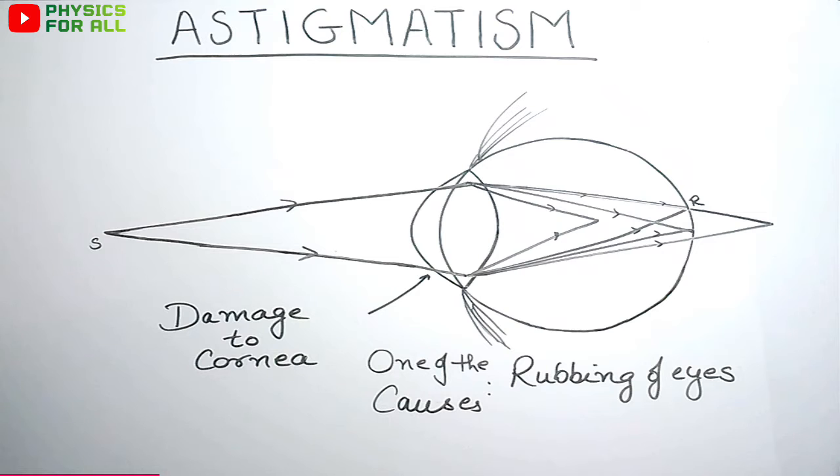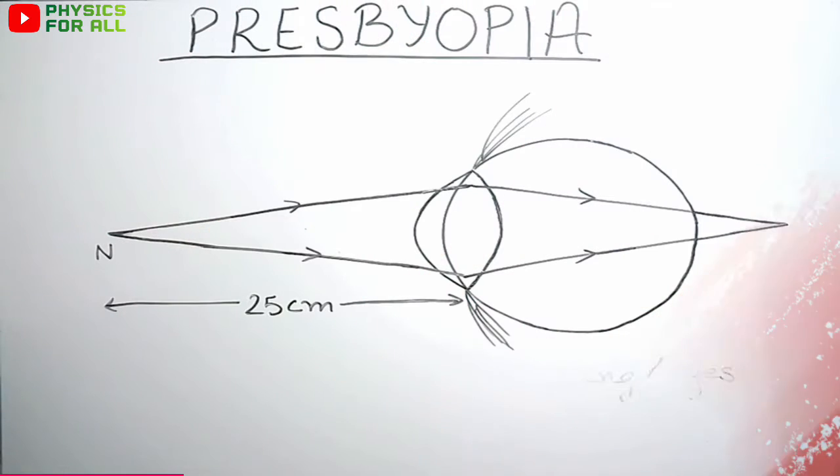And the cornea is the first thing which light rays coming from the outside world face. So if the cornea gets damaged, it would lead to multiple refractions, and then multiple focusing of light rays. So this one is astigmatism, one of the eye defects. The next defect that we are going to study is presbyopia.